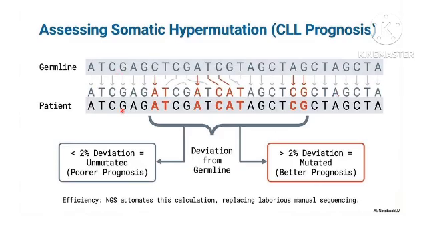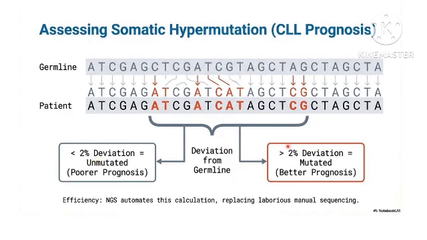So what you do is you compare your patient sample with germline DNA. If you see less than 2% deviation, that means the cell has not undergone somatic hypermutation. So you say this is unmutated, and it carries poorer prognosis, because I told you to remember two cells of origin for B-CLL. One is the pre-germinal center B cell, the other one is the post-germinal center B cell. This has not undergone somatic hypermutation, that means this is of pre-germinal center origin.